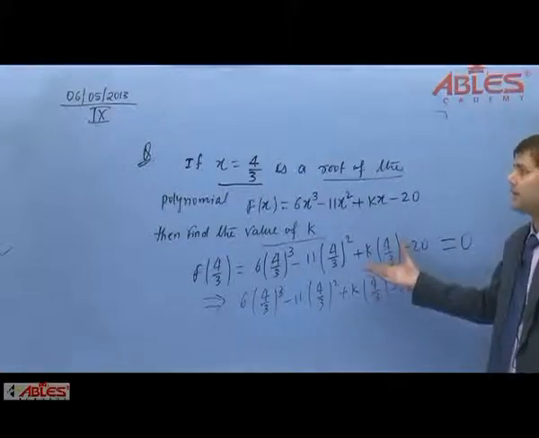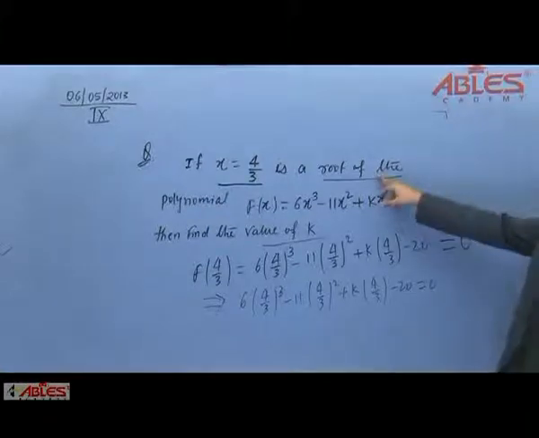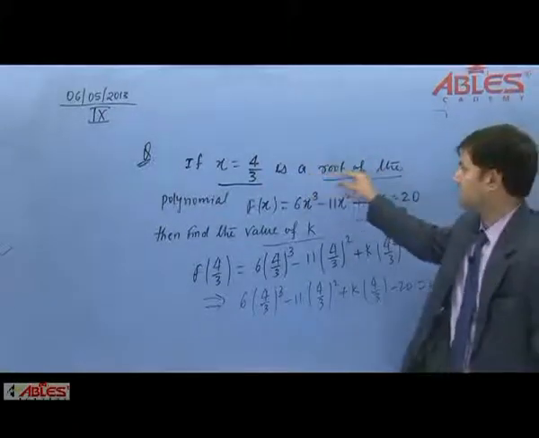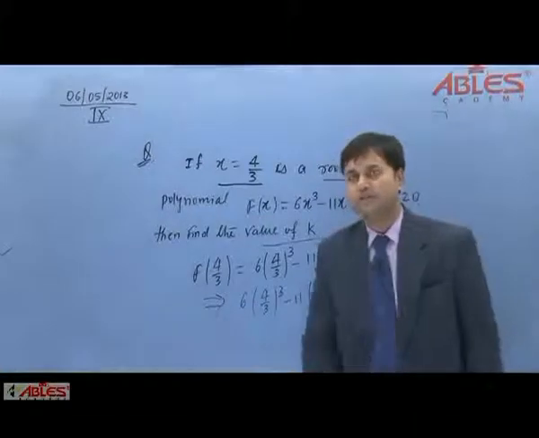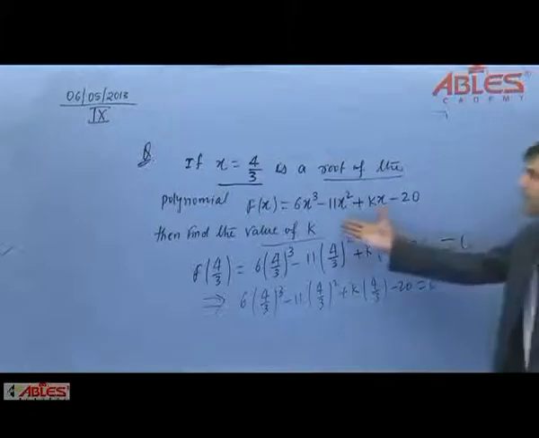We don't know what the value of k is, but the output equals 0, that is sure. Why? Because it's the root of the polynomial. Whatever number it is, given that it's a root of the polynomial, the output equals 0. Okay students, we have to find the value of k.